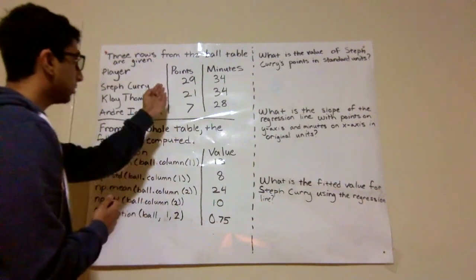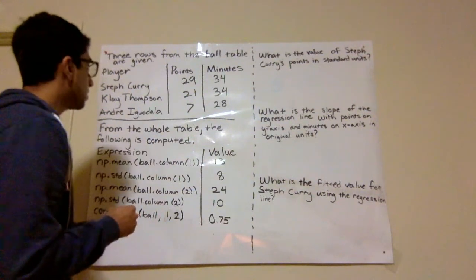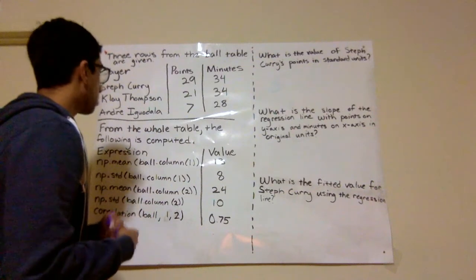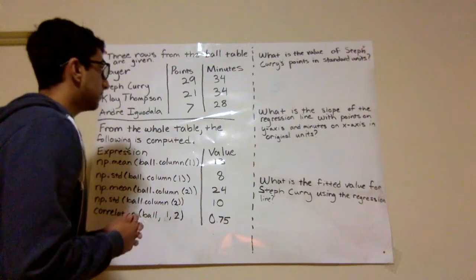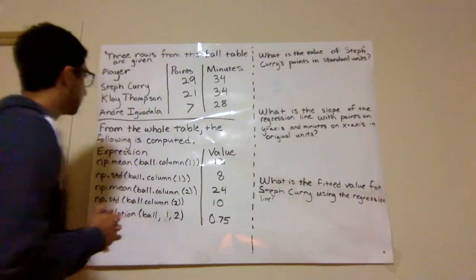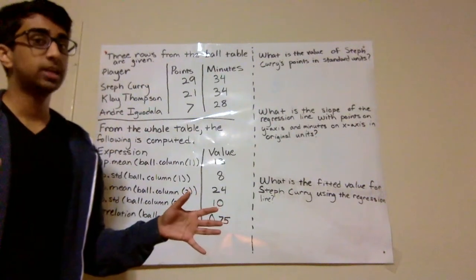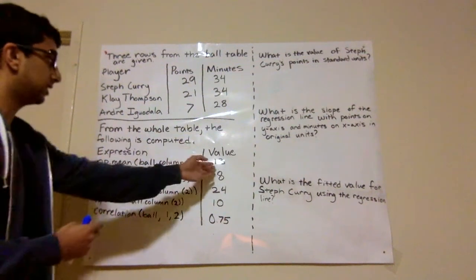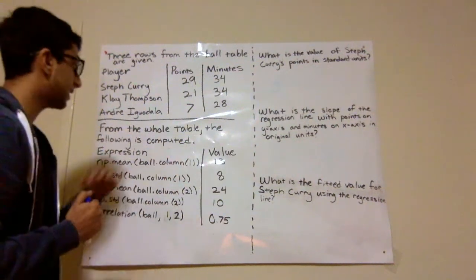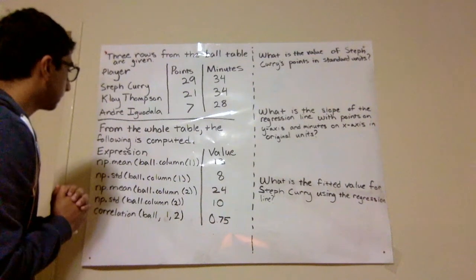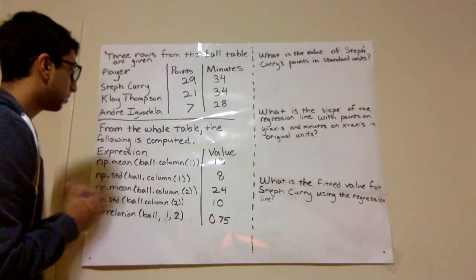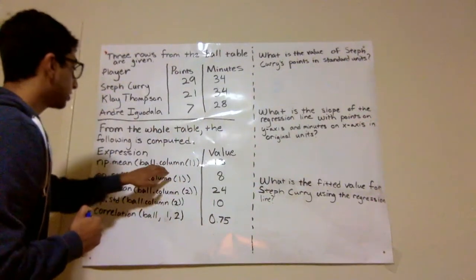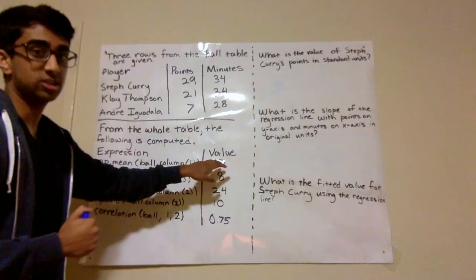So we have Steph Curry with points 29 minutes 34, Klay Thompson with points 21 minutes 34, Andre Iguodala points per game 7, minutes per game 28. So from the whole table, we have calculated the following using these expressions, and then basically we have the value on the right side. So we have the NP.mean of the ball column 1. So ball column 1 refers to our points column over here. So we can actually calculate the mean of that, which gives us 13.